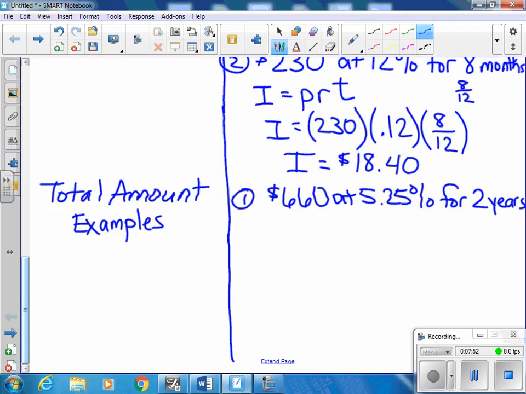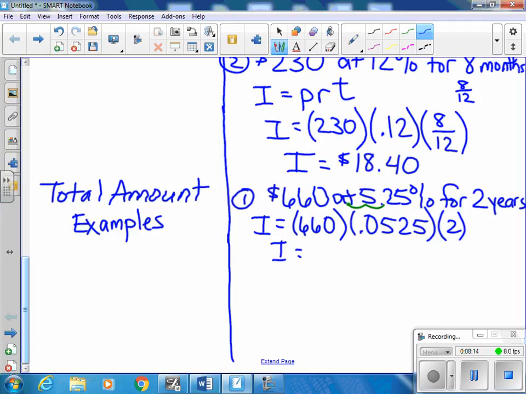Well, you've got to find the interest first, because you've got to be able to take that number and include it. So you have to do I equals PRT. The P is your 660. The R would be your decimal moved over 2 places. So that would be 0.0525. And the time is for 2 years. So once you get that calculation, that's going to tell you the interest, right? And that comes out to be $69.30. Okay, but that's not the answer.